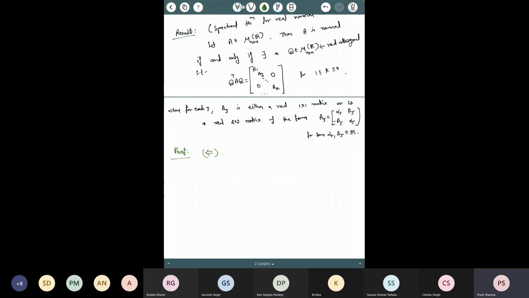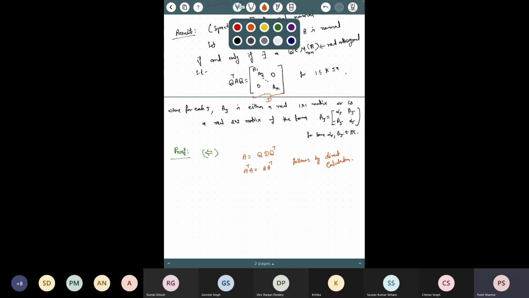So if you assume that this matrix here is, let's say, some D matrix, then A would be QDQ transpose, and then you can easily verify that A transpose A is equal to A A transpose. So this follows by direct calculation. You can verify this.